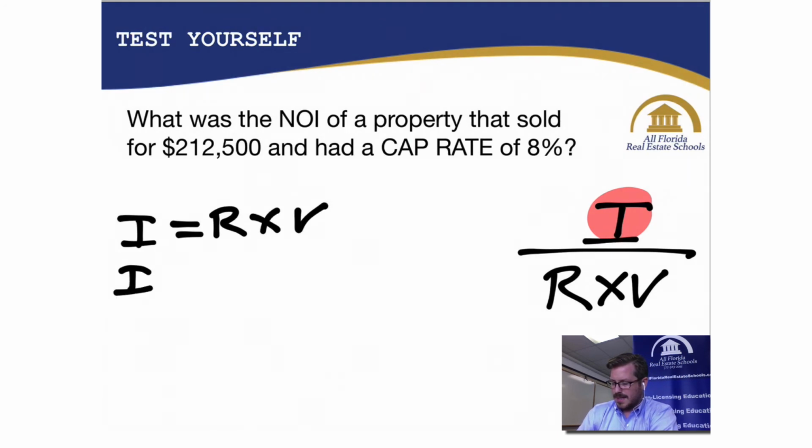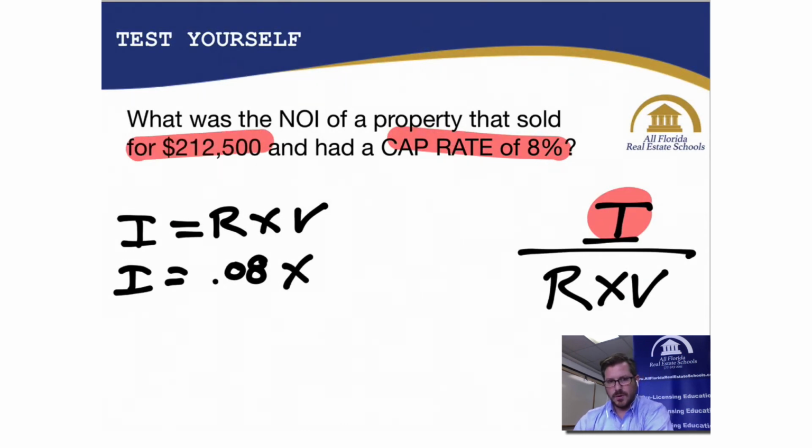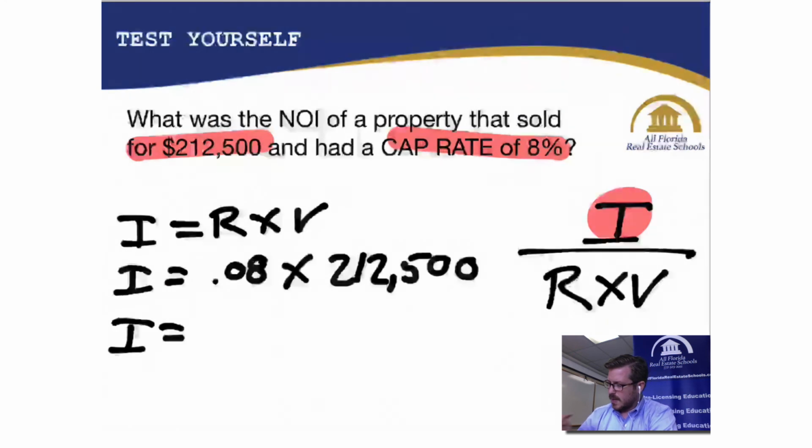So now we could say our income is going to equal our rate. Our rate here is our cap rate of 8%. So 0.08 times what is our value? So the value, it's sold for $212,500. So there is our value, 212,500. We can plug that into our calculator, and we end up with the income of $17,000. So that would be our NOI.